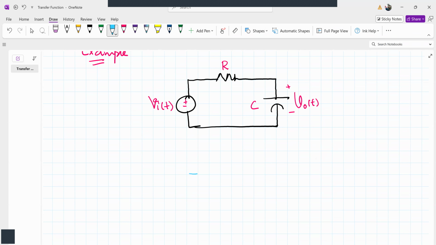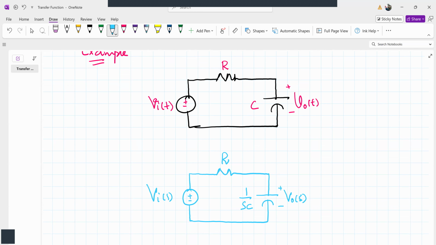Let's draw the Laplace transform version of this network. What happens to R in the Laplace transform? The resistance is simply replaced by R. What happens to a capacitor in the Laplace domain? If the initial condition is 0, then the capacitor is replaced by 1 by SC, which is its impedance. The input Vi of t is written as Vi of S, as we don't know what Vi of t is, and the output V naught of t is denoted V naught of S.